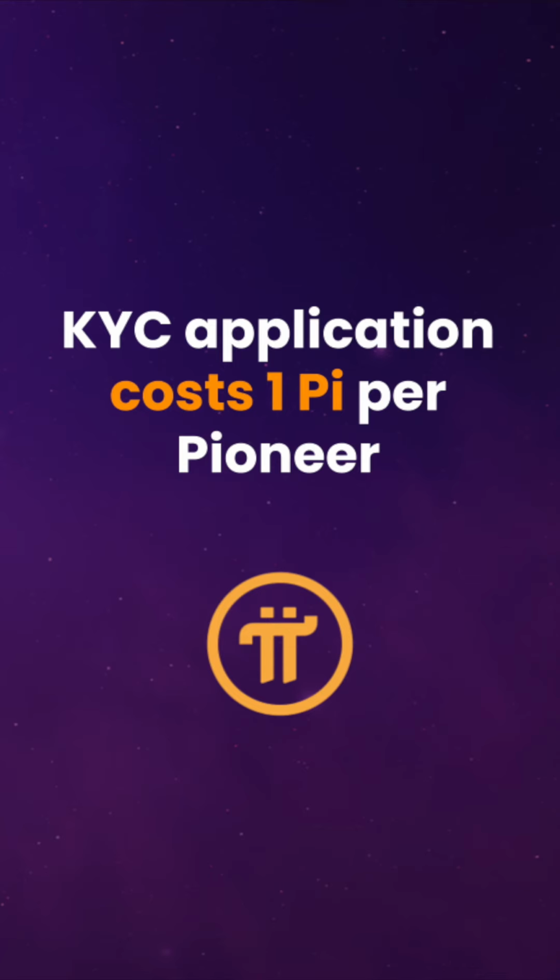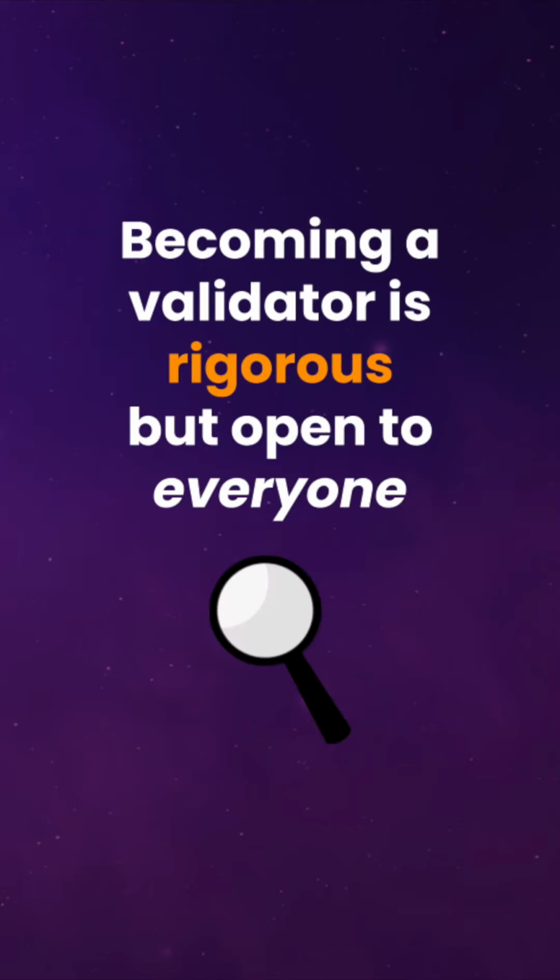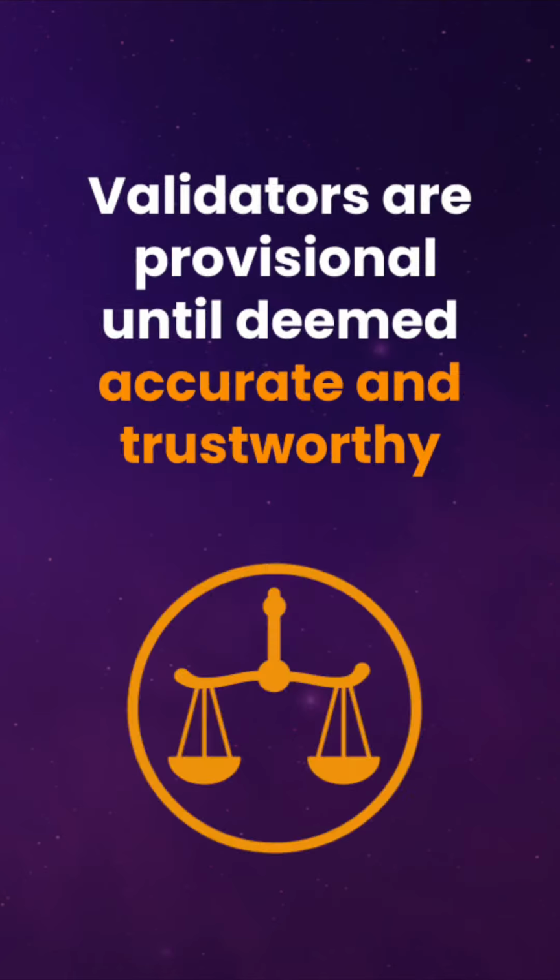Also note that each pioneer contributes 1 Pi to get KYC'd. This Pi is pooled and given to the human validators for their work. Anyone can apply to become a validator as long as they have passed KYC themselves. But the process to get approved is quite rigorous and looks at many different factors. Moreover, even when a pioneer is admitted to the program, they are initially only provisional members, and they can only continue reviewing applications after they prove that their work is accurate and trustworthy.